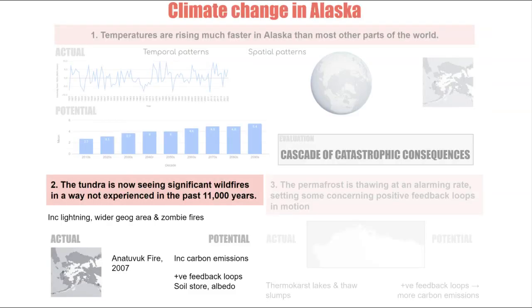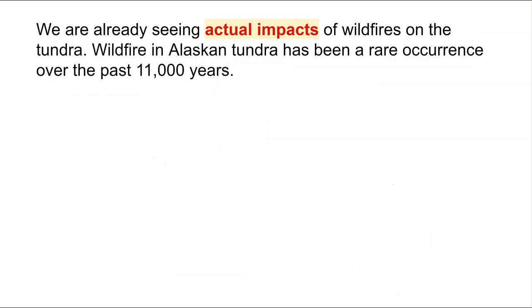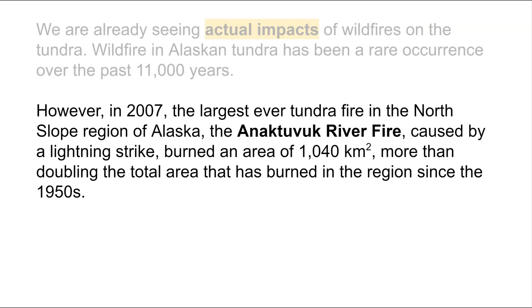Now remember, we're looking here, folks, at things that have already actually happened. We're not looking at things that are into the future as yet. So let's evaluate those actual impacts. We're already seeing the actual impacts of wildfires. Wildfire in the Alaskan tundra has been a rare occurrence in the past 11,000 years, but let's take a look at one of the biggest ones in recent decades.